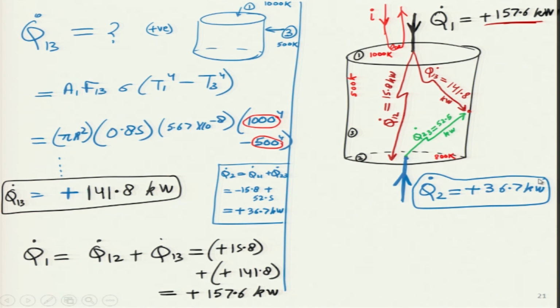Which means there is another heater over here. Even though I am showing it in blue color, there is a heater here also. So, in this furnace there are two heaters. The powerful heater is on the top, because how do we know it is powerful? It is providing 157 kilowatt. The next powerful heater is at the bottom, providing 36.7 kilowatt.